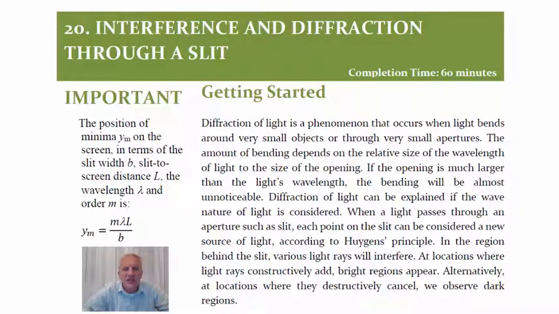This is lab number 20, titled Interference and Diffraction Through a Vertical Slit. With this lab, we are continuing our exploration of an important phenomenon of light, so-called diffraction. This is a phenomenon that can be explained only if you're looking at the light as a wave. It occurs when the light bends around very small objects or through very small apertures. In this case, we are going to be looking at a straight small opening of a very small width, on the order of scale of a wavelength of light.